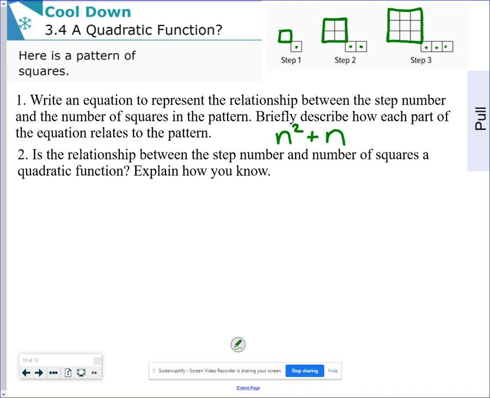So question 2 says, is the relationship between the step number and the number of squares a quadratic function? Okay, now we've used this word quadratic a couple of times. I know it's still not real familiar, but quadratic means that I've got something squared. Yes, I have something squared. That n squared, that step number squared, that's my quadratic. Either from the equation, seeing that 2 right there, or seeing the square that I can draw in my pattern. That's where I'm getting my quadratic from. So yes, it is a quadratic function.